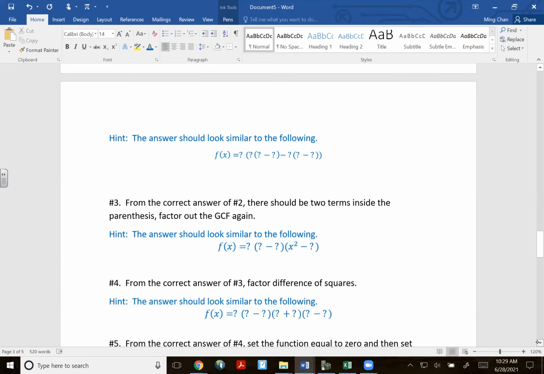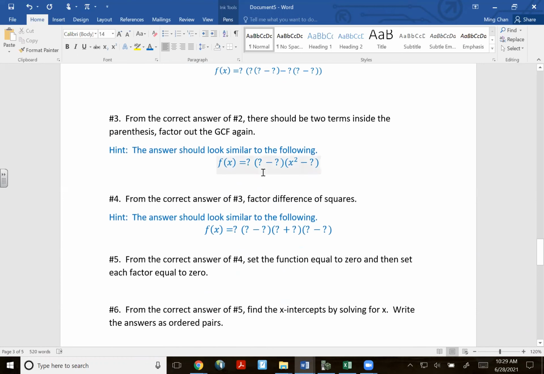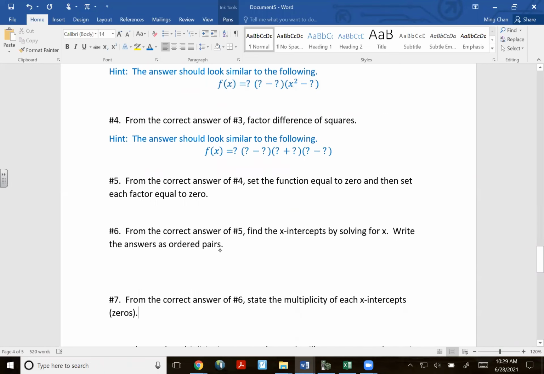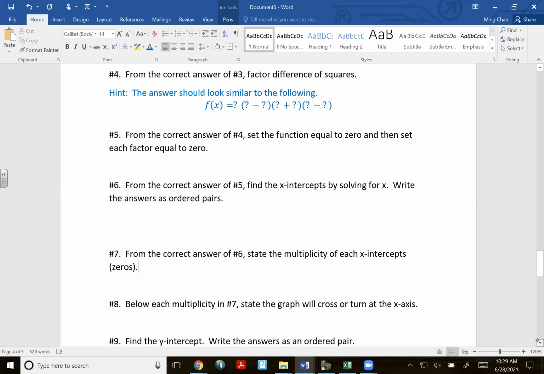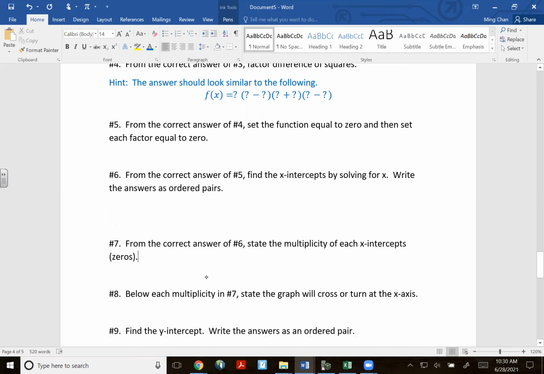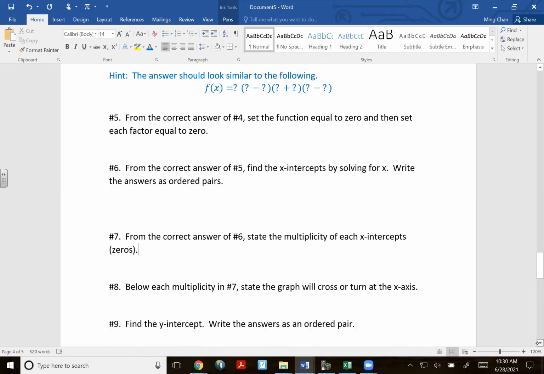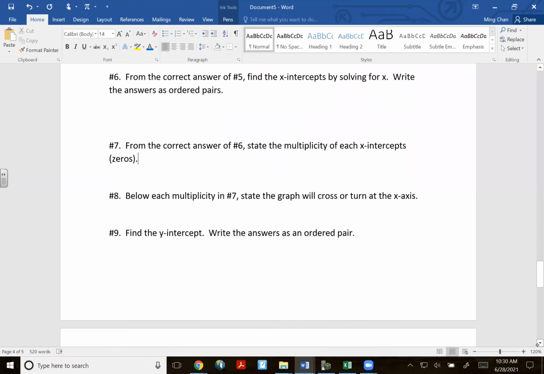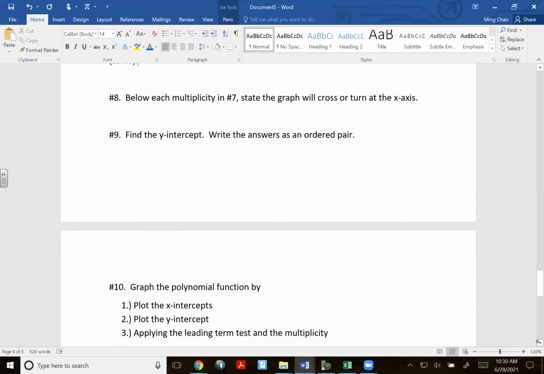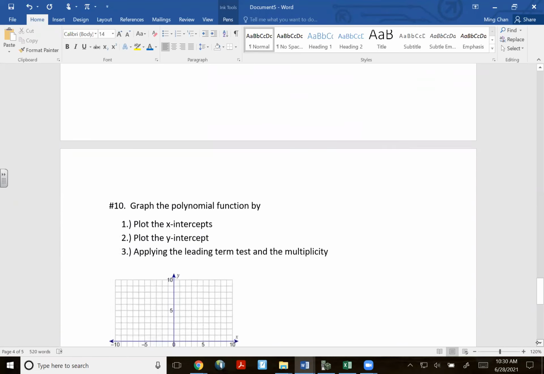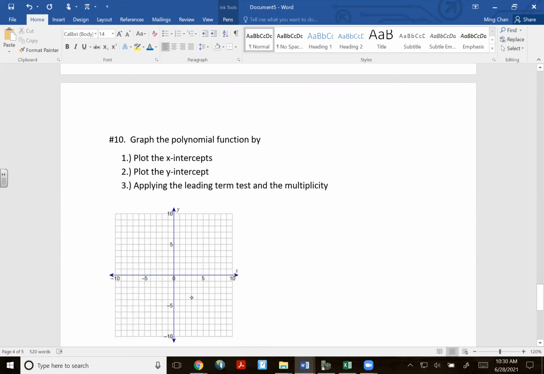Number 4, factor using the difference of squares. For number 3, then set the function and set each factor equal to 0. Number 6, find me the x-intercepts. Make sure you write them as ordered pairs. Okay. Then number 7, state the multiplicity for each x-intercept, like I showed you, and right below the multiplicity, tell me whether they will turn or cross at the x-axis. Find the y-intercept, and then sketch it for me. Okay. Use the leading term test, multiplicity, and your intercepts, and sketch the graph. So just like what I showed you earlier.